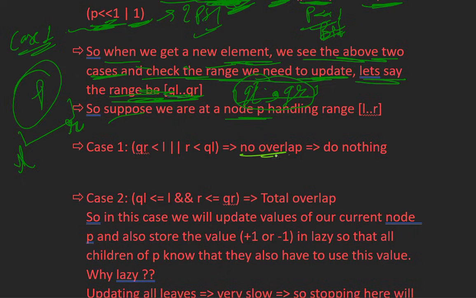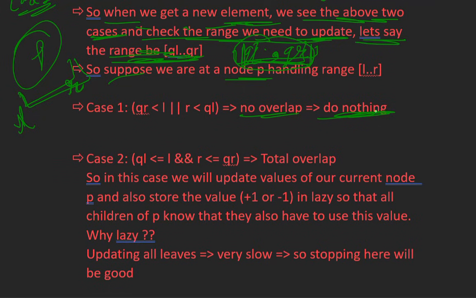See, if there is no overlapping between our affected range and this range, in that case we will be doing nothing. We will just go back. What is the other case possible? The other case is that our affected range, ql to qr, and this range l to r, totally overlap. In this case we will update the values of our current node p, that is the min value and max value of p, and store the value. Storing the value means +1 for an odd number, -1 for a negative number.